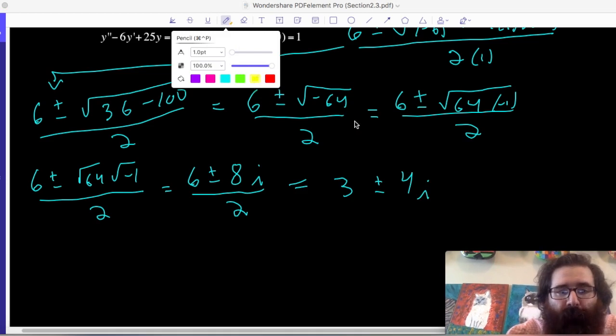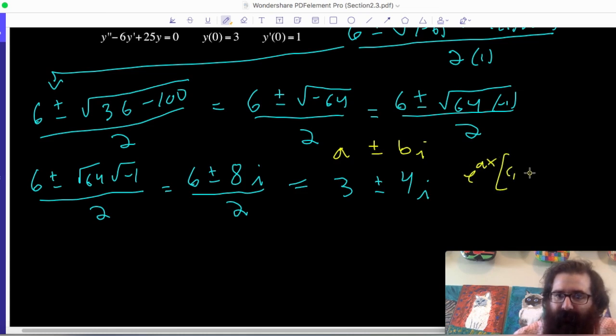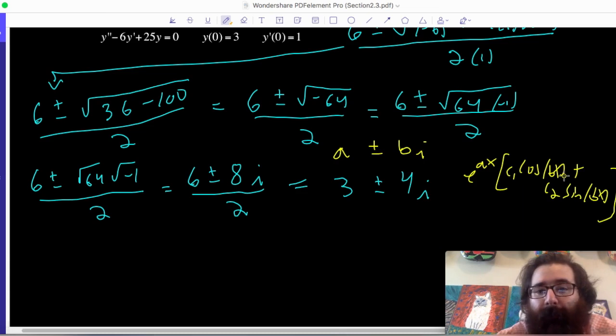And this is of the form a plus or minus bi. And remember, when I go to write this, I don't really have room here, but let me just sort of squeeze it in. It's that e to the ax times c sub 1 cosine bx plus c sub 2 sine of bx, just as we're getting used to that imaginary form.